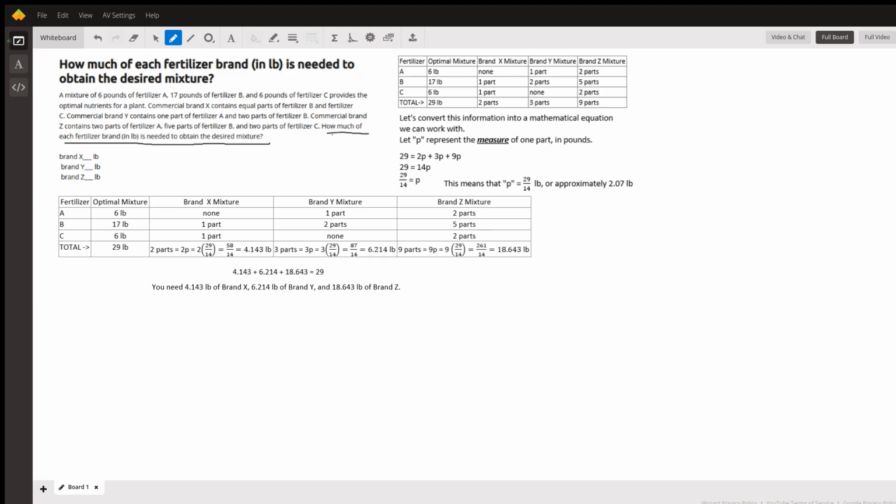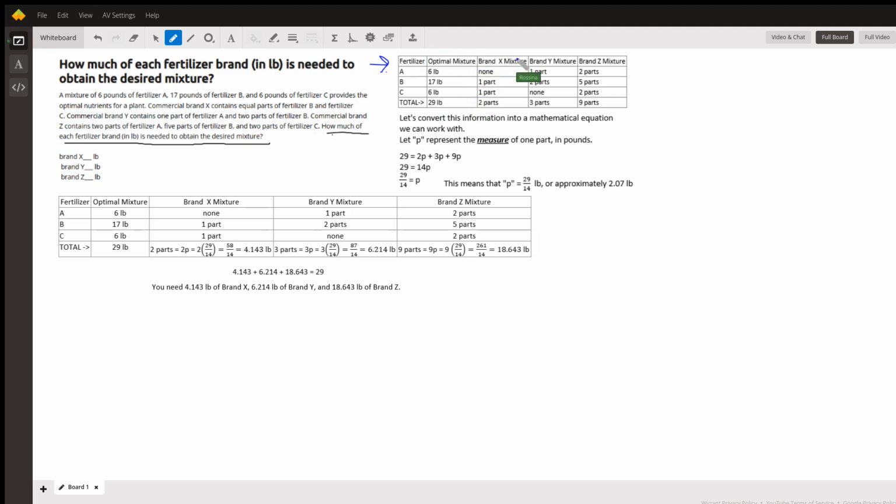Whoa, that is a lot of information. So what I've done is I've created a table that's going to help us organize everything, and you'll see it over here. I've titled the top row fertilizer so we can account for fertilizer A, B, and C. In our optimal mixture, we have 6 pounds of fertilizer A, 17 of fertilizer B, and 6 pounds of fertilizer C, equating to a total of 29 pounds. That is information I obtained from adding that up.